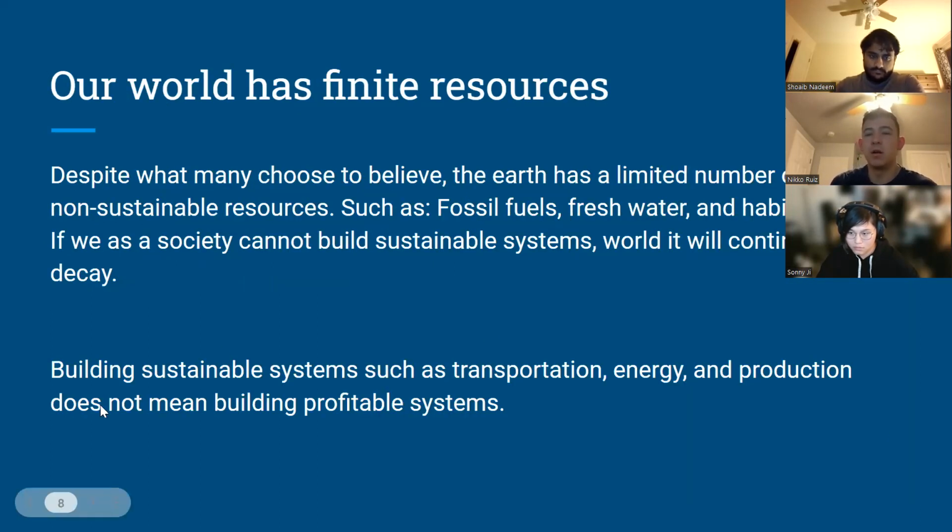It's good because our world has a finite amount of resources. So, despite what many choose to believe, the Earth has a limited number of non-sustainable resources such as fossil fuels, fresh water, and habitable land. If we as a society cannot build sustainable systems, the world will continue to decay. Building a sustainable system, such as transportation, energy, and production, does not mean building profitable systems.